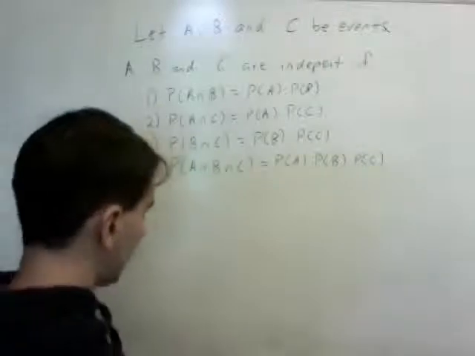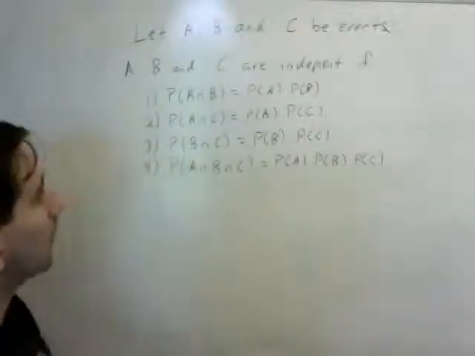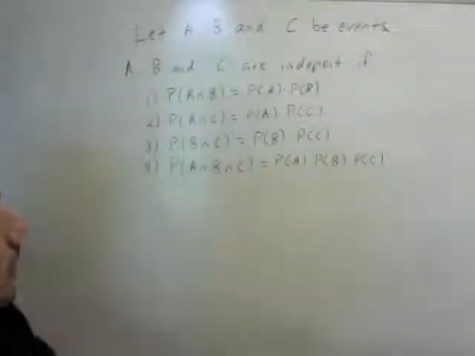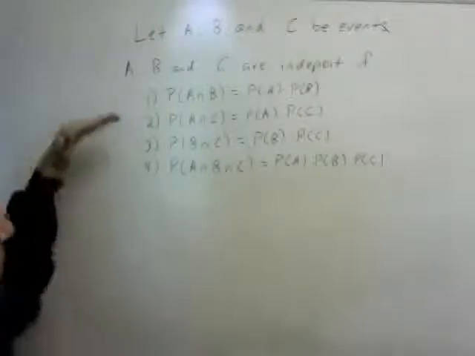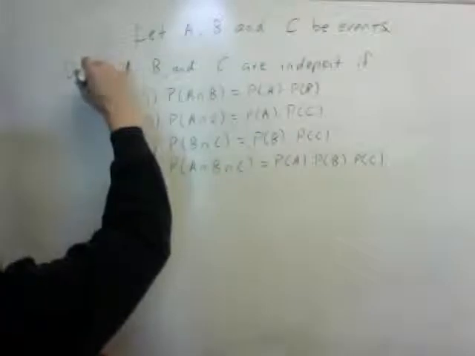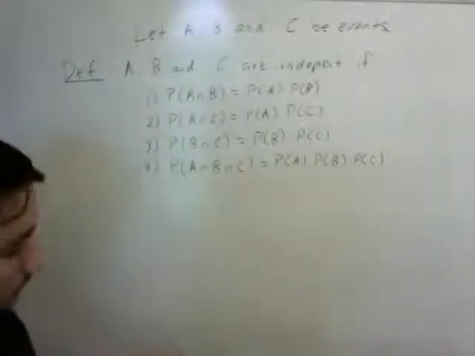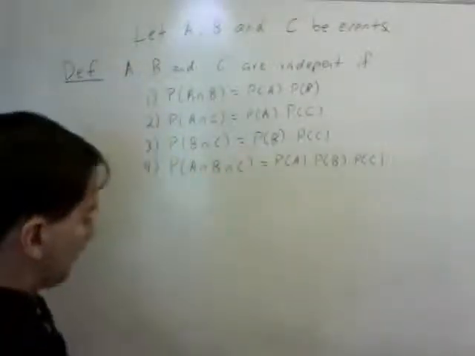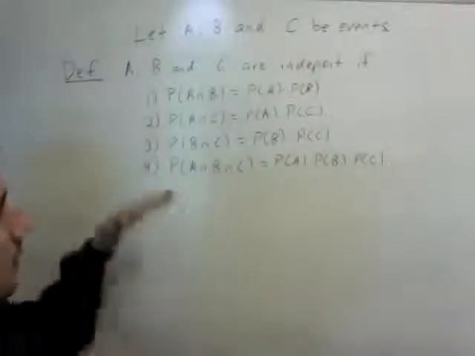Now, this isn't something I derived, this isn't some result, this is just our definition. So maybe I'll write that at least, definition. So we just say they're independent if all of these occur.